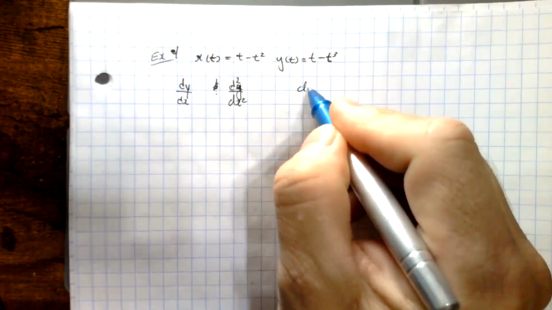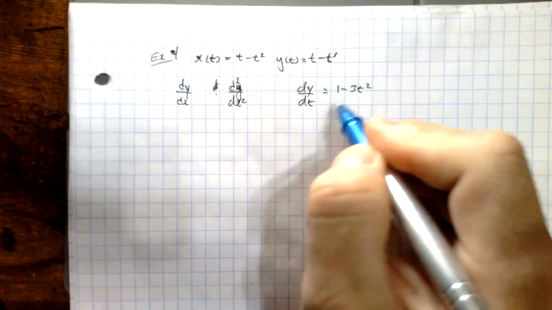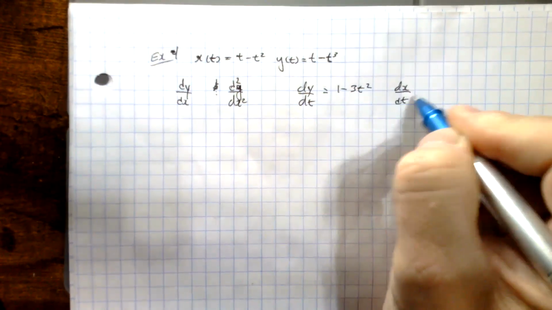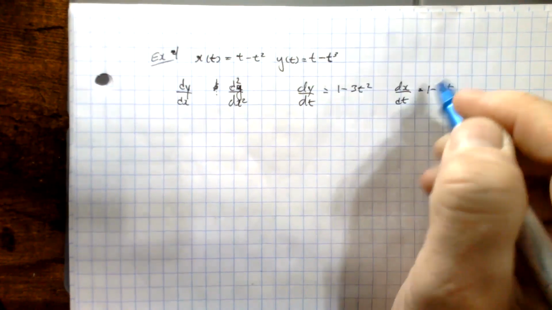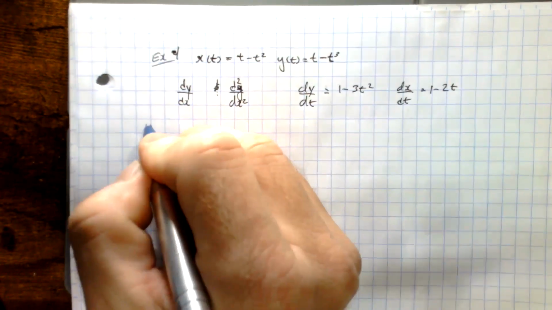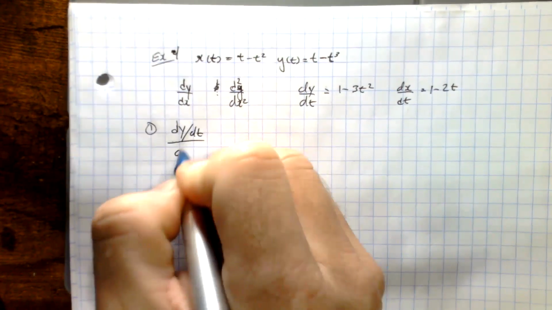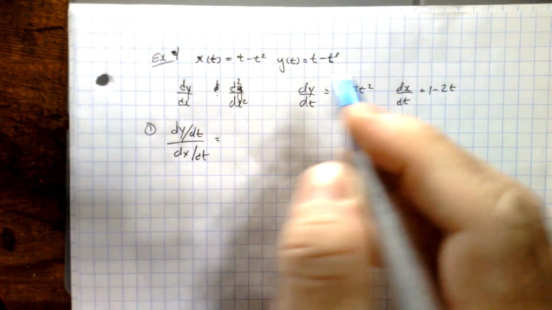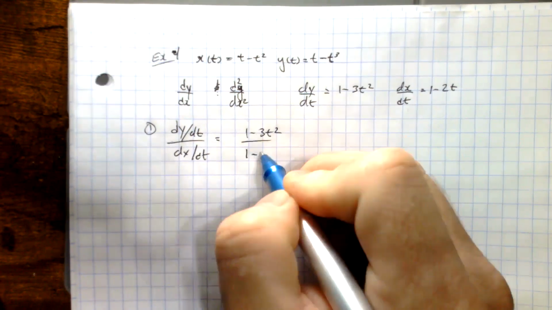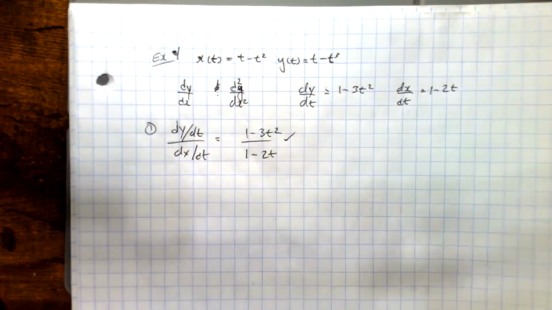So let's see, dy/dt, we're going to get 1 minus 3t squared, and dx/dt, we're going to get 1 minus 2t. We'll come back and use this one again in the second part. So this is step one, is to compute this. So dy/dt divided by dx/dt is going to give us 1 minus 3t squared over 1 minus 2t. And so this is our first part. That is our derivative that we're looking for.